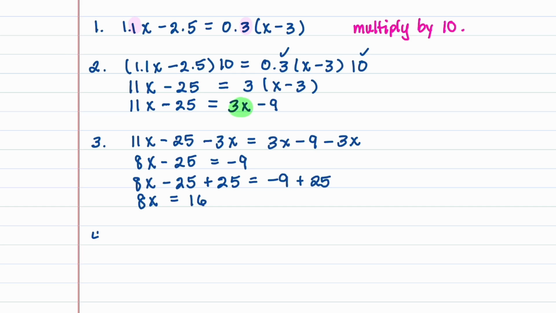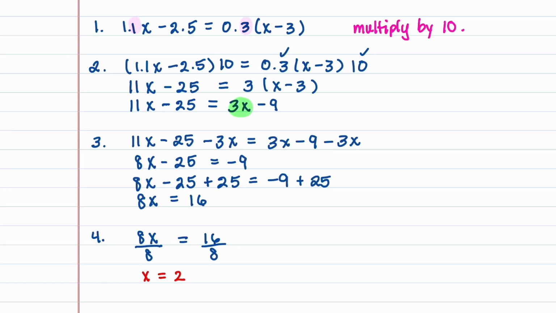Now we'll go to our last step, and we're going to solve for x. We're going to take 8x on the left, and we're going to divide it by 8, and then we're going to also divide by 8 on our right. And that's going to give us the answer that x is equal to 2.